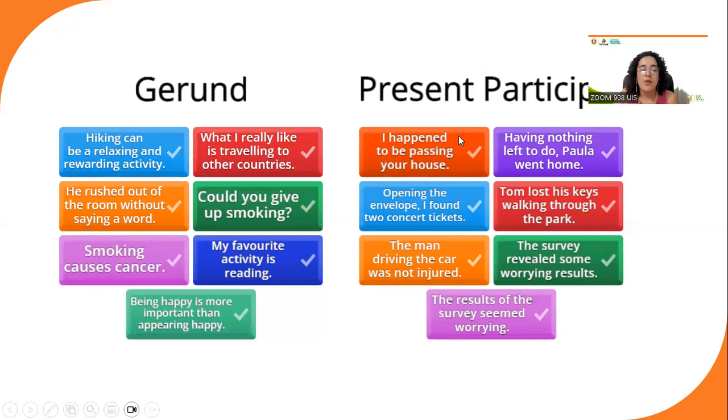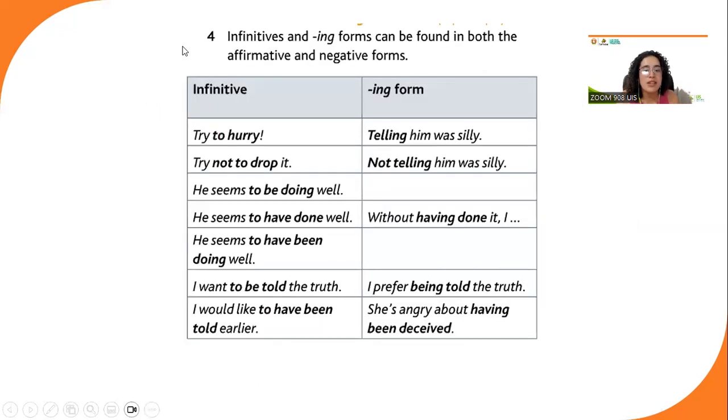Well, now we can start to dive deep into the infinitive and ing forms. Now that we know ing forms can either be gerunds or participles, okay? Both infinitives and ing forms can be affirmative and also negative, okay? We can find them both ways, positive or affirmative and negative forms. Let's read the examples that we have over here. Andres, can you start reading the first column? So, infinitive examples.